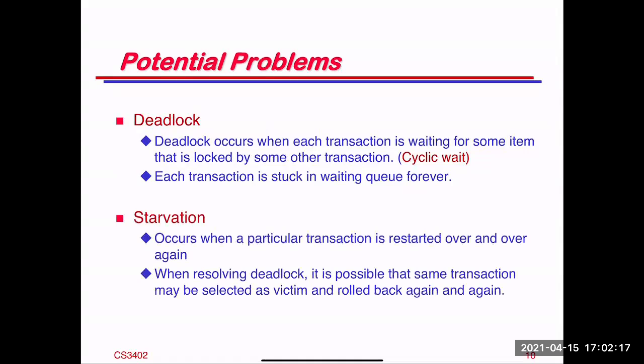The second problem that can occur is starvation. Starvation happens when a particular transaction is restarted over and over again. So the transaction is being rolled back many times. That can happen sometimes when you run into a deadlock and you're trying to break up the deadlock by restarting one transaction. It can happen that you always restart the same transaction, and basically that transaction is said to starve. That's why this is called starvation, because that transaction never gets to be committed.